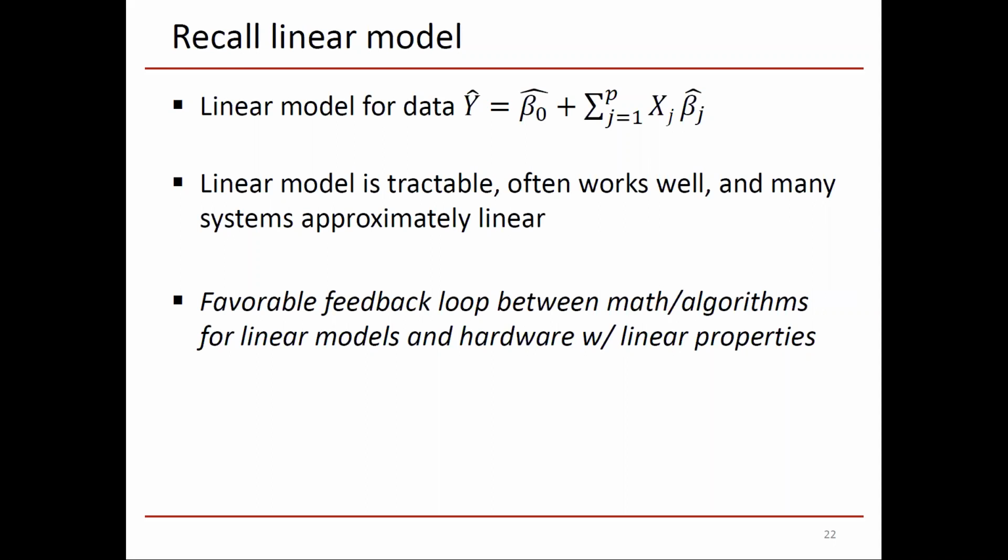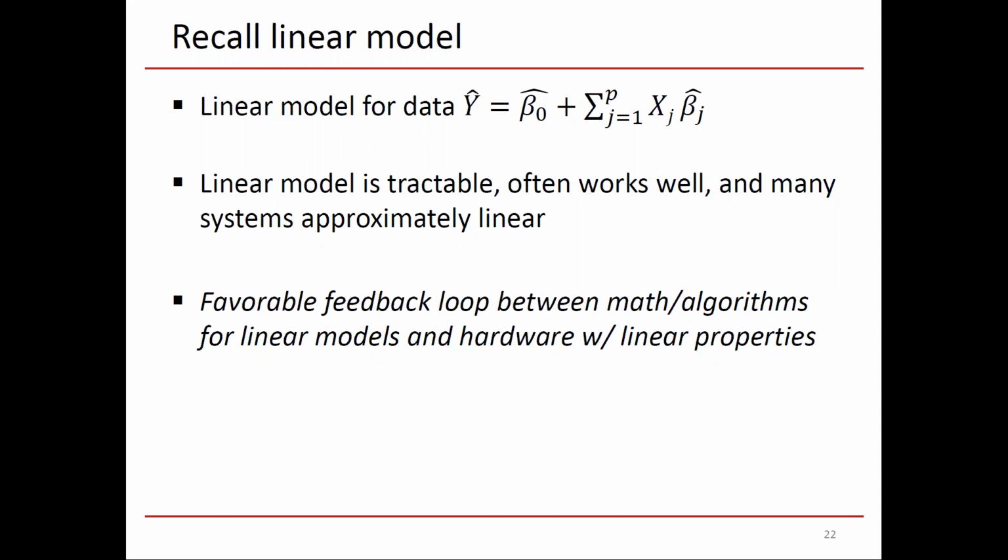So recall the linear model. Y hat is equal to beta hat 0, which could be like a DC coefficient, plus a summation over J from 1 to P of xj multiplied by beta hat J. The beta hats are basically coefficients. And the linear model is tractable. It often works well. Many things are well approximated by linear. And because of that, it's been studied for centuries.